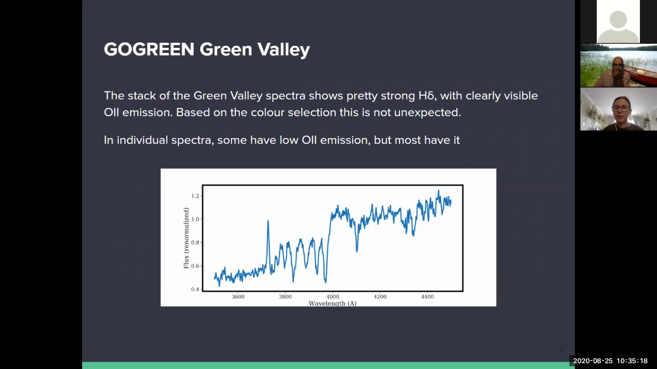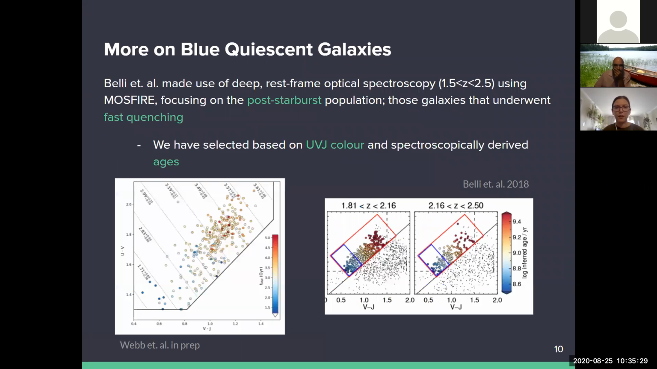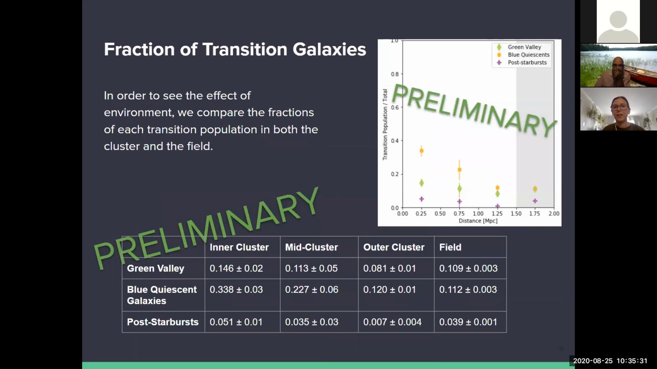So the thought here is that they are in fact doing an okay job at selecting out a transition population, where they're in between the star forming cloud and the quiescent cloud. So then we're trying to look at comparing the cluster population of these transition galaxies with the field population in order to figure out what's going on in clusters.